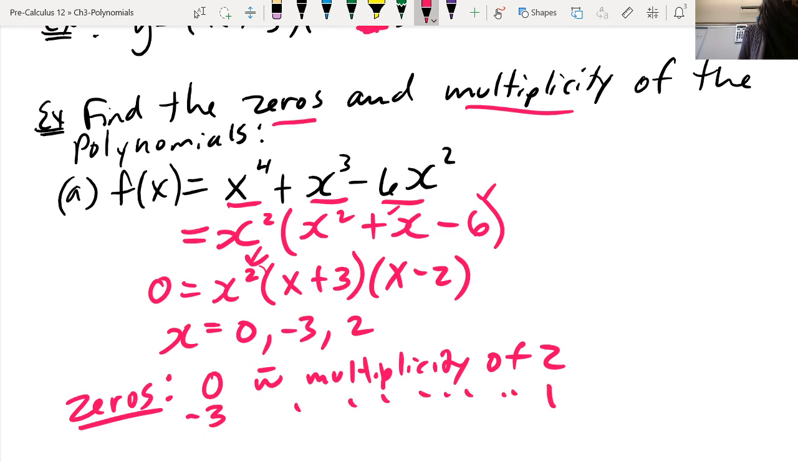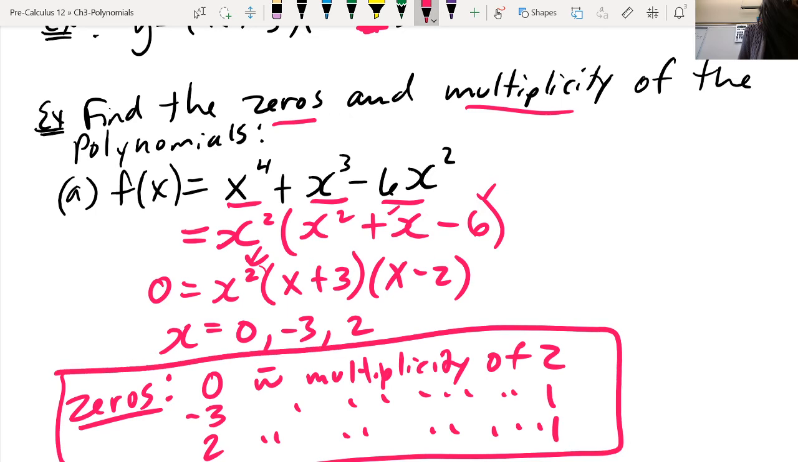But that's sort of not required, I just wanted to make sure that you clearly understand what this is talking about. A multiplicity of 1, we don't need to say that. That's the assumption, that they all have a multiplicity of 1. You only need to state the multiplicity if it's more than 1. I just wrote it, but you don't have to write it.